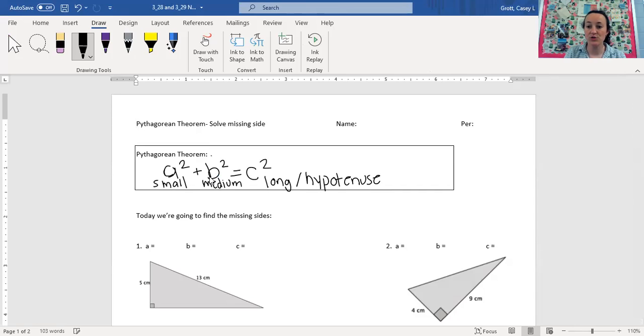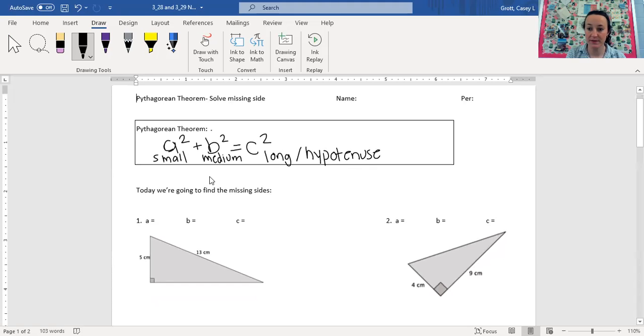We talked about how to tell whether a triangle was a right triangle or not. Well, today you're going to be given triangles and they're all going to show that they're right triangles. Okay, they have that little 90-degree mark in the corner, but there's going to be a side missing. So we're going to walk through a few together and then I'm going to have some for you guys to try.